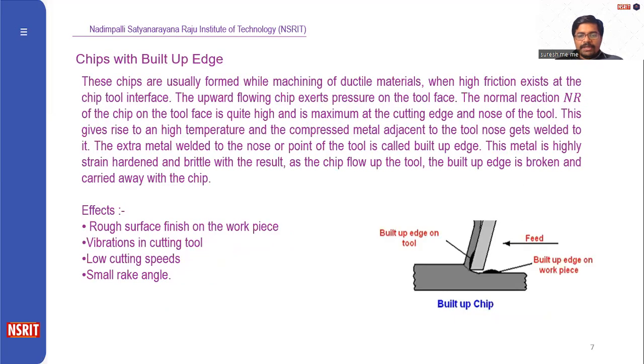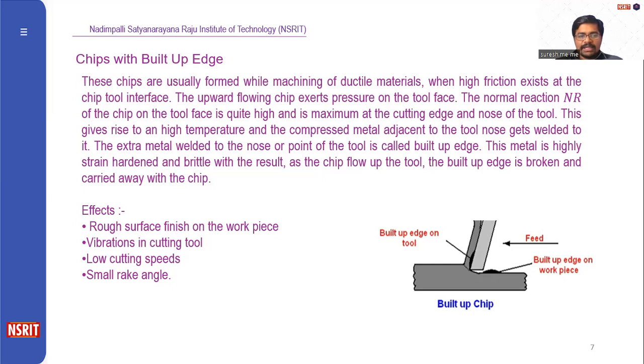Next one, chips with build-up edge. In this figure, we can observe a build-up edge on the workpiece. These chips are usually formed while machining a ductile material when high friction exists at the chip-tool interface. The upward flowing chip exerts pressure on the tool face. Here we can observe the normal reaction between the chip and tool face is quite high, maximum at the cutting edge. Here the curve represents the maximum at this point. This gives rise to high temperature, and compressed metal adjacent to the nose gets welded on it. The extra metal welded to the nose or point of the tool is called the build-up edge.